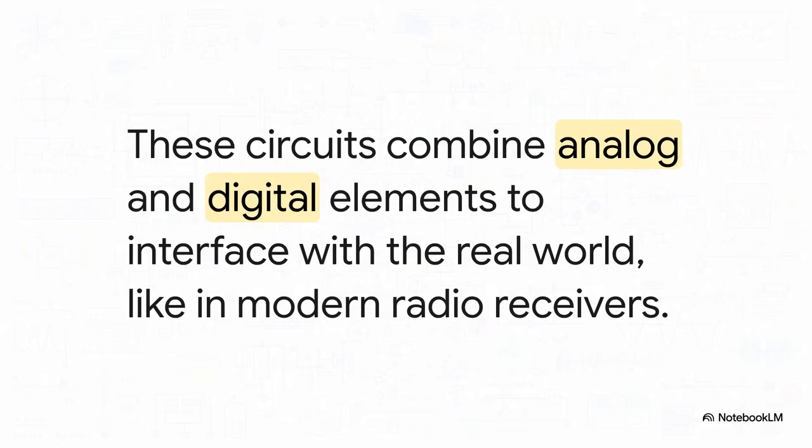But the truth is, most modern devices aren't just one or the other. They're what we call mixed signal circuits. They have to live in both worlds. They use analog parts to sense the real world, which is messy and continuous. And then they use analog to digital converters to turn that information into clean digital ones and zeros for a processor to work with. Your phone is the perfect example of this hybrid frontier.